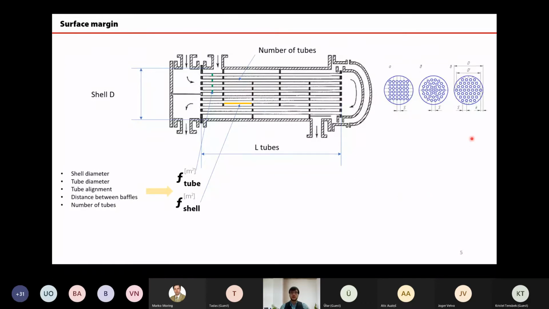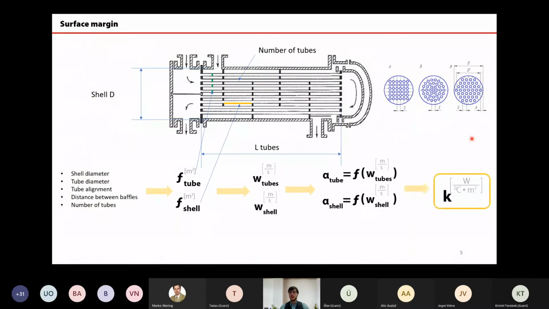the designer was able to calculate the cross-sectional areas on the shell side and on the tube side. Out of the cross-sectional area for the flow, the velocities were calculated, and out of velocities, the film coefficients were calculated. Out of film coefficients, using the heat transfer coefficient calculation formula, which I showed on the previous slide, the heat transfer coefficient was obtained.